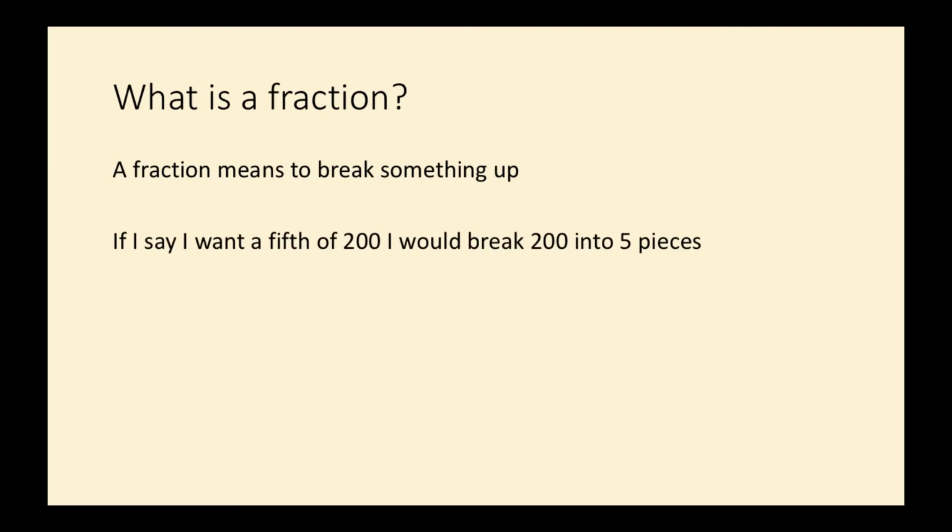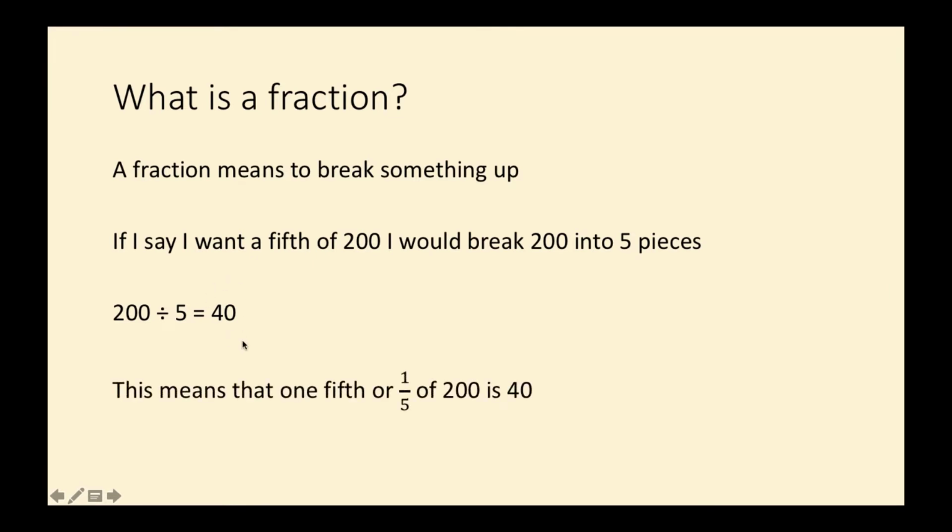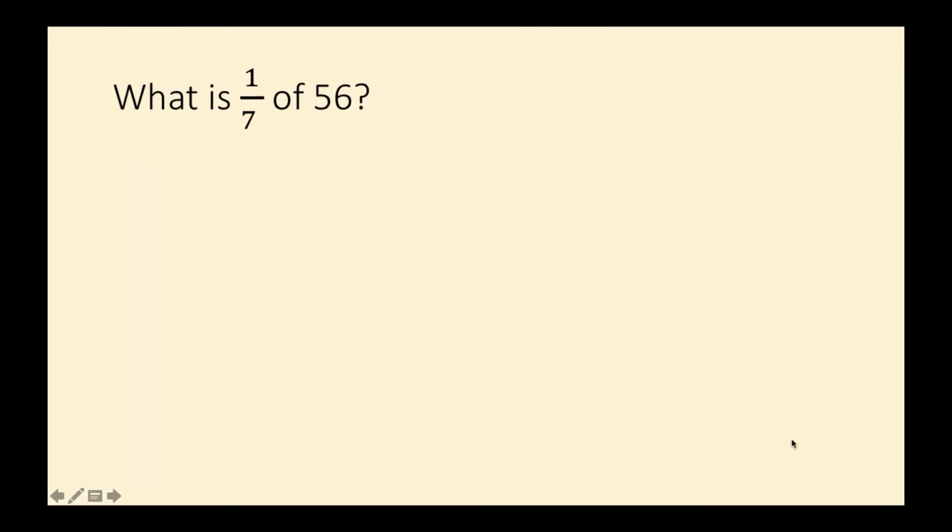If I say I want a fifth of 200, for example, I would break 200 into 5 pieces. That's basically what I'm trying to say there. So 200 divided by 5, breaking something up or sharing it, we use divide, and that gives us 40. This means that 1/5 of 200 is 40. Obviously, we've gone over that in the previous lecture, like I've just said.